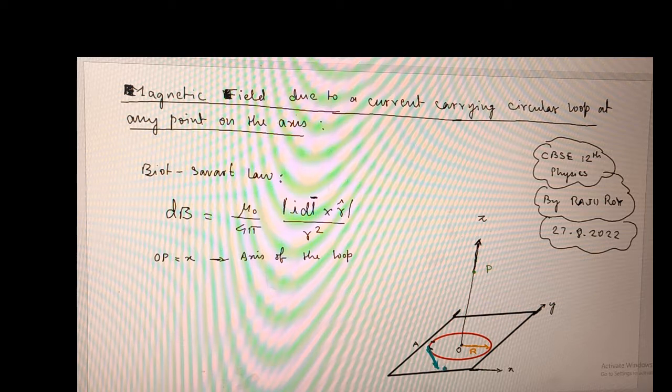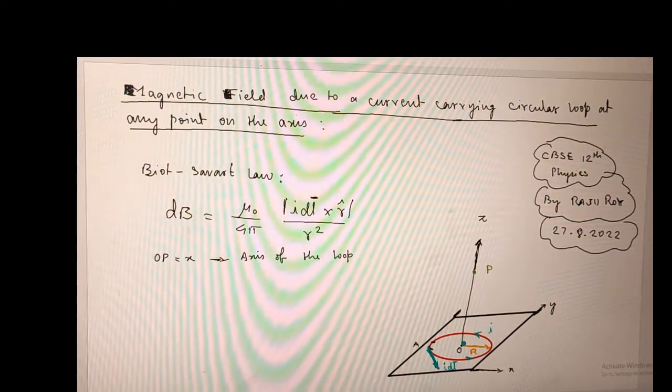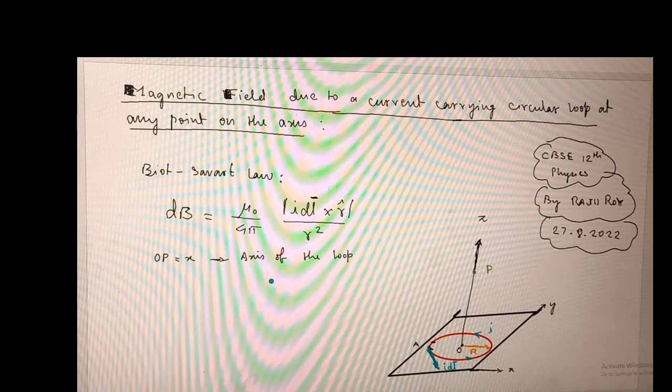This is your I dl vector, and the current is going in the anti-clockwise direction. Now, what is r? r is the vector which is directed from the source to the point where I want to find out the B. So this will be A to P.